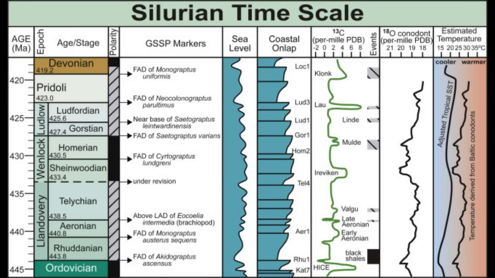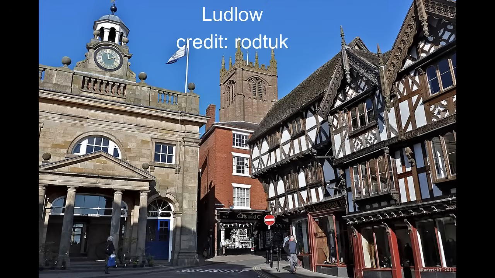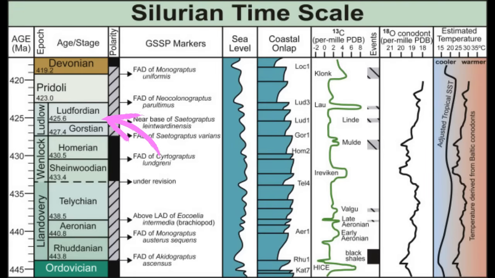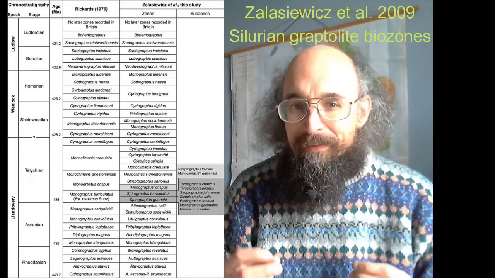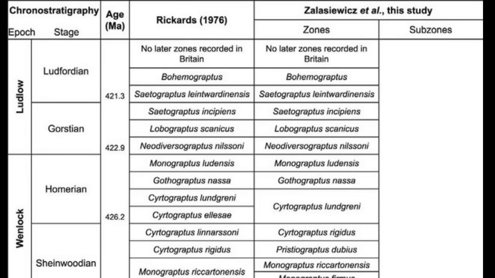Now, the name Ludlow comes from a town in the Welsh borders where the rocks of that age are particularly well represented. The Ludlow itself is subdivided into the Gorstian and the Ludfordian, and then each of these intervals is again further subdivided into what we call biozones. Biozones are basically the smallest unit that we can see reliably in the rock record, and they are characterized by particular assemblages of fossils.